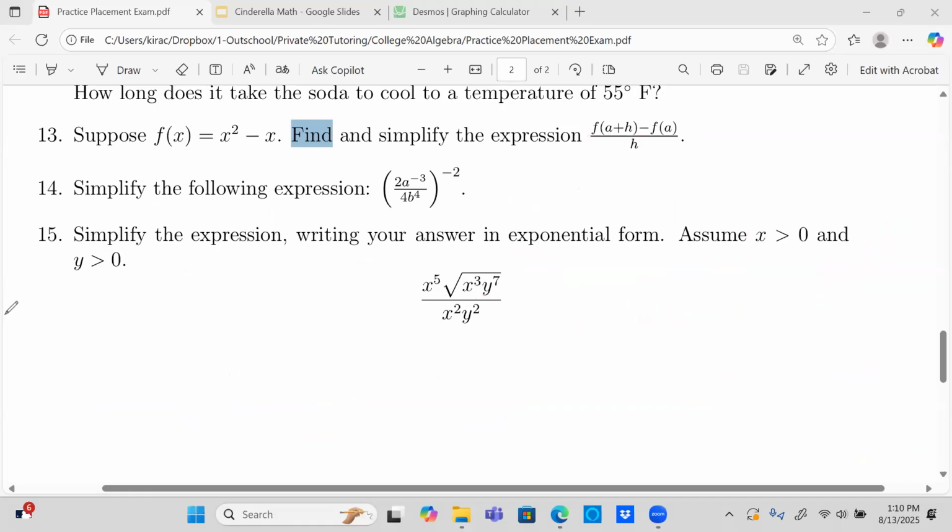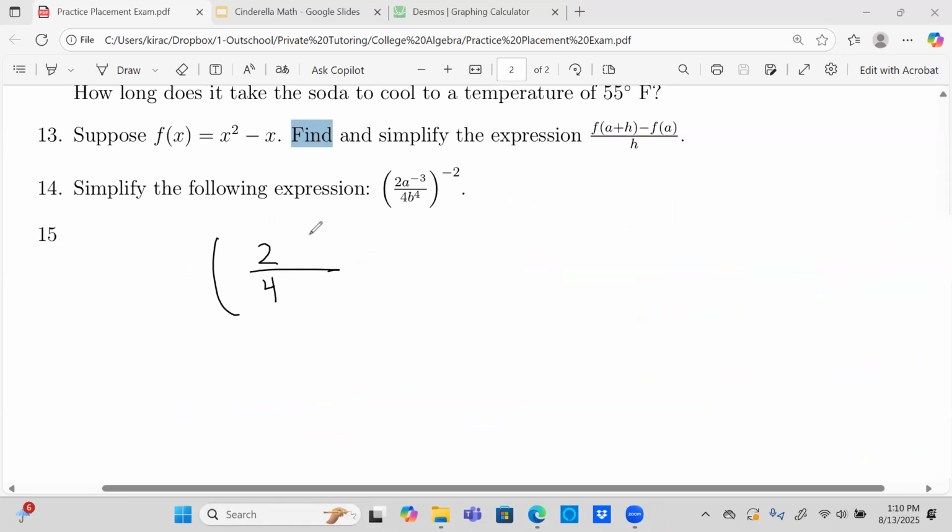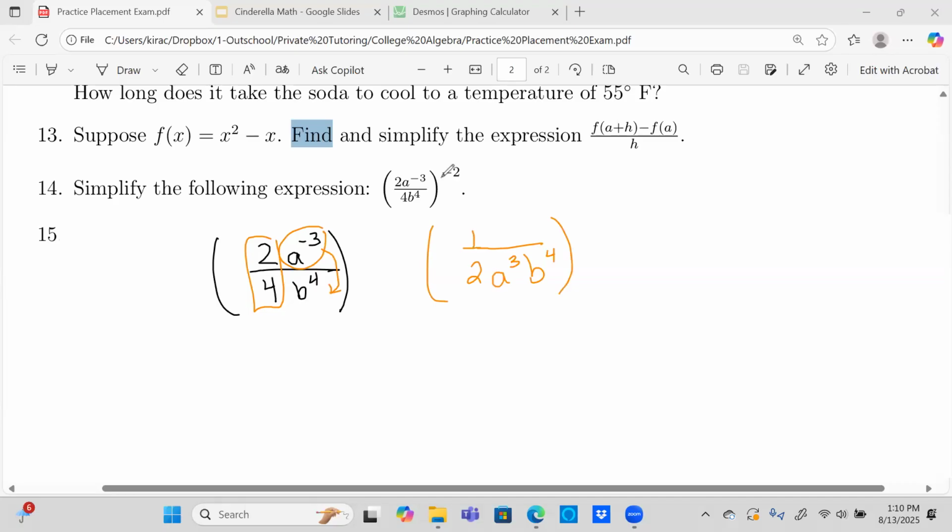Right, simplify. Okay, so this is exponent rules number 14. Okay. So just looking at the inside, 2, 4, a negative 3, b 4. Okay, I'm ignoring the outside. 2/4, you can reduce that to a half. And then see how this one's negative? That means he comes to the bottom. Okay, that would be the answer if it was just the parentheses.